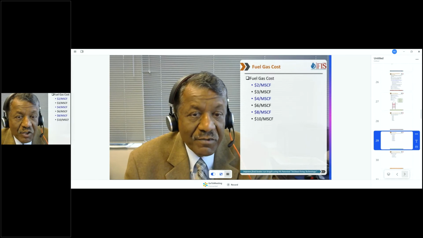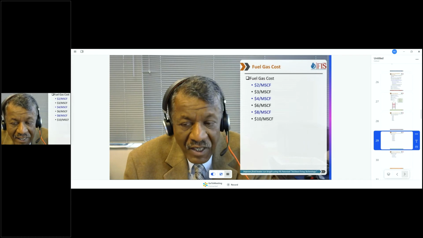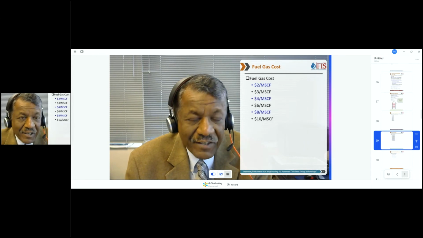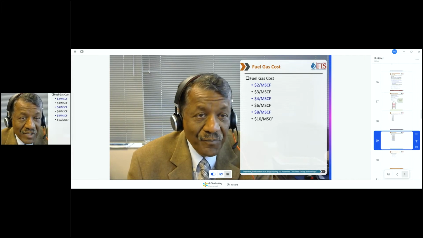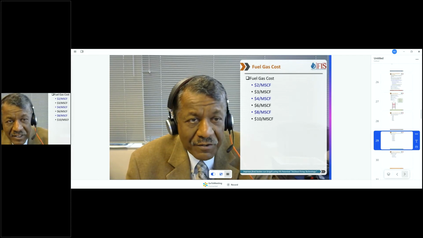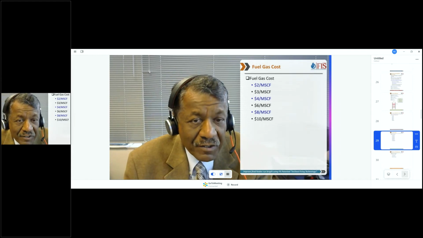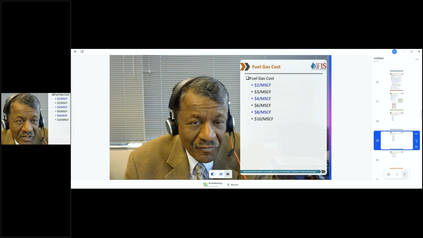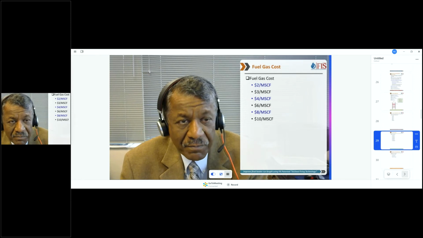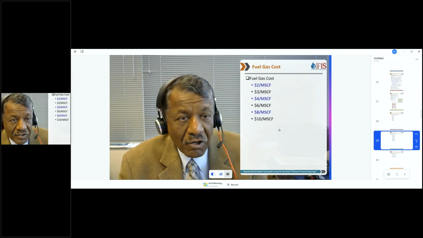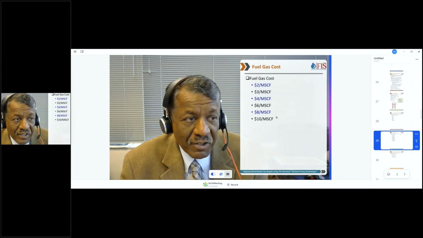Next thing which comes into play is the fuel gas cost. And in different parts of the world, the fuel gas cost is very different. In the US, the fuel cost ranges in the $2, $3, $4 per 1,000 standard cubic feet. Whereas in Europe, in India, in South Korea, the rest of the places, the fuel gas cost is much, much higher. It could be $10, it could be $15 per standard cubic feet.